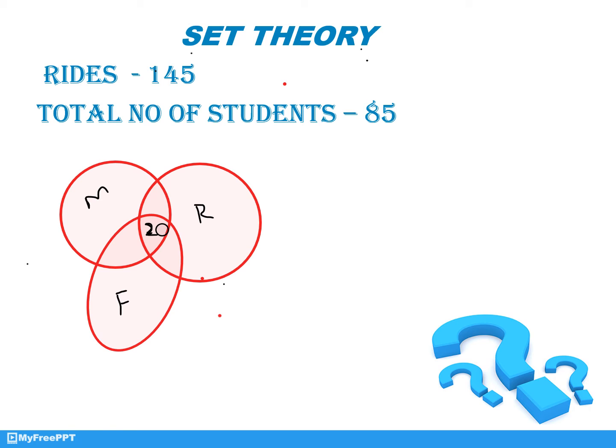The other thing we can identify from this question is that 55 students went on at least two rides. That means there are some students who went on three rides also. In the question itself they have given that 20 students went on all three rides. So from 55, when we deduct 20, we get 35 students. That means 35 students went on two rides only.